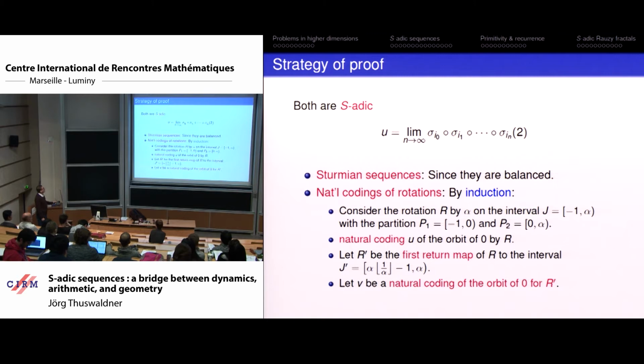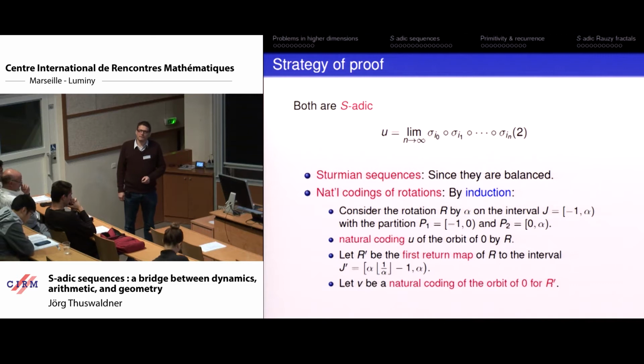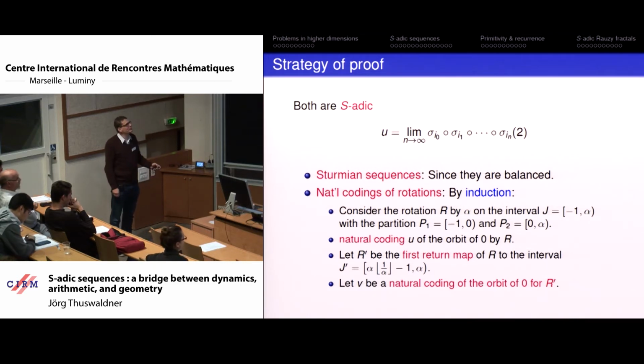So why are they both S-adic? Sturmian sequences are S-adic since they are balanced. It's not trivial to prove that they are balanced, and even if you know that they are balanced, you have to work a little bit to show that this entails that they are S-adic. But for the moment, this remark is enough. More interesting is the proof why natural codings of rotations are S-adic. This is proved by what is called induction.